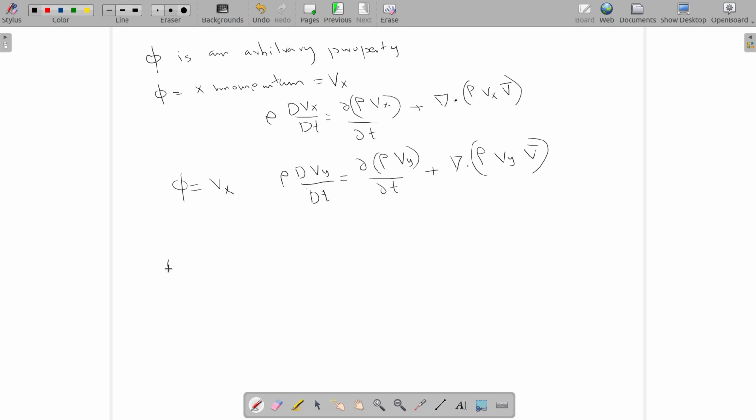Now if we consider phi equal to energy E, the same thing will be written as rho d E dt equal to dou rho E dou t plus del dot rho E v. The same phi will be replaced by E, right? So this is the conservation of energy.